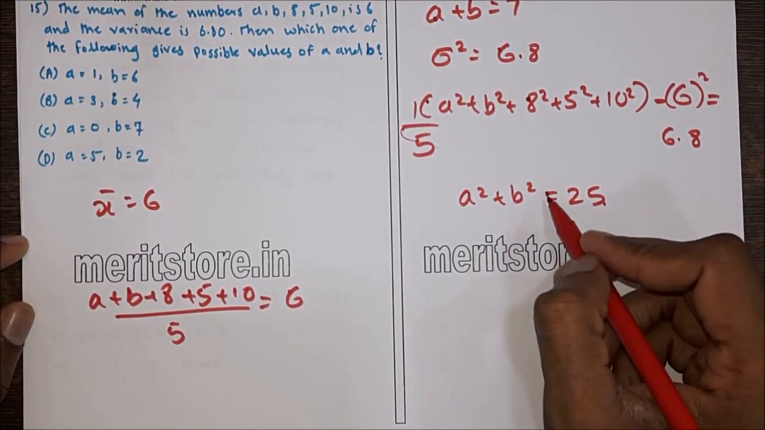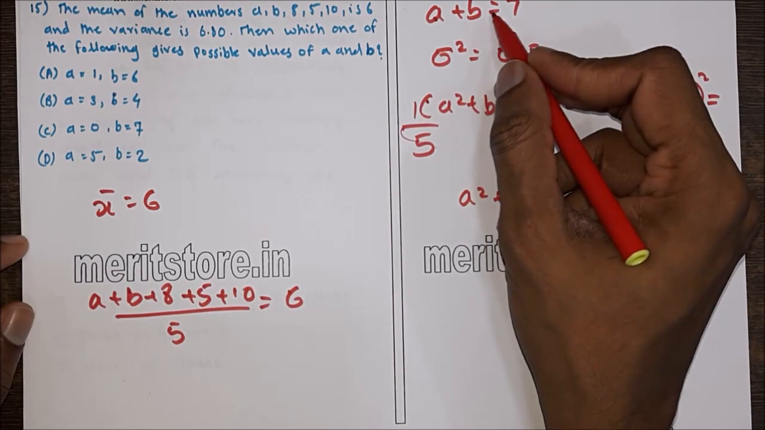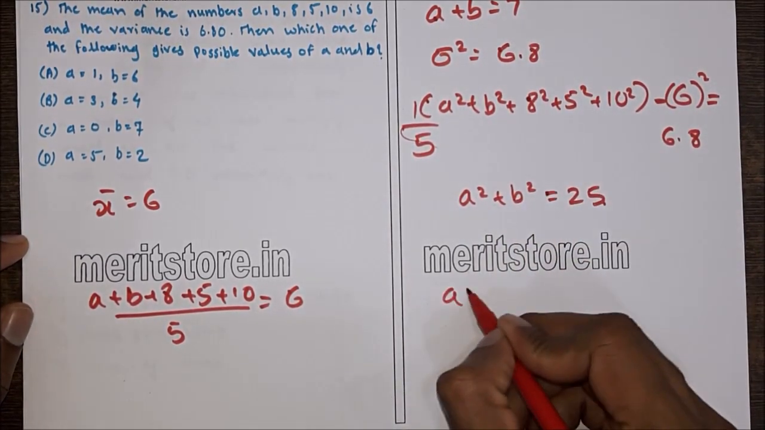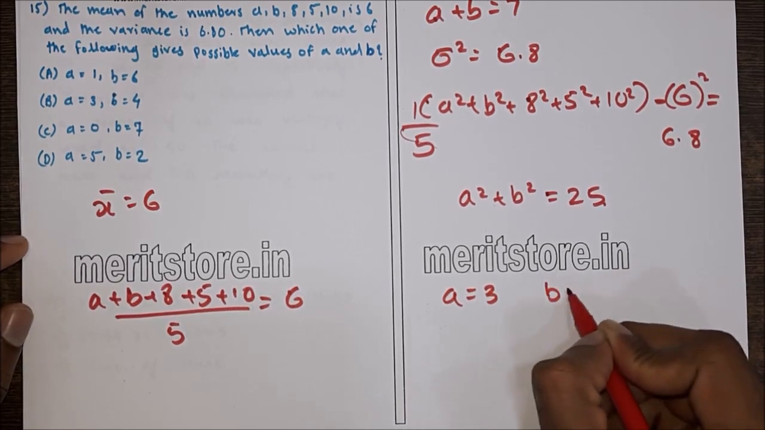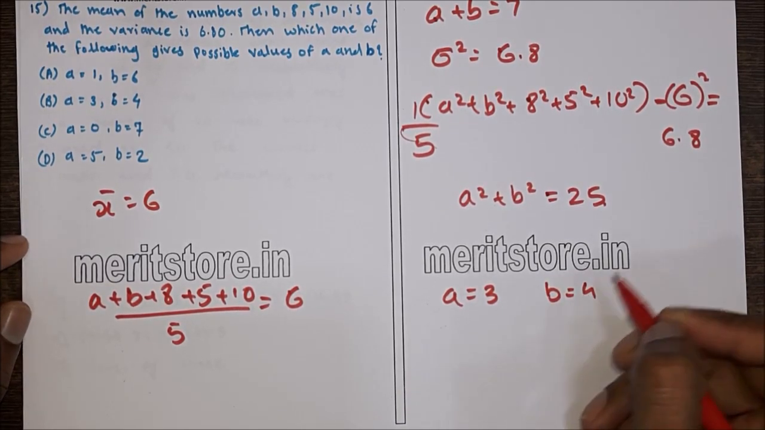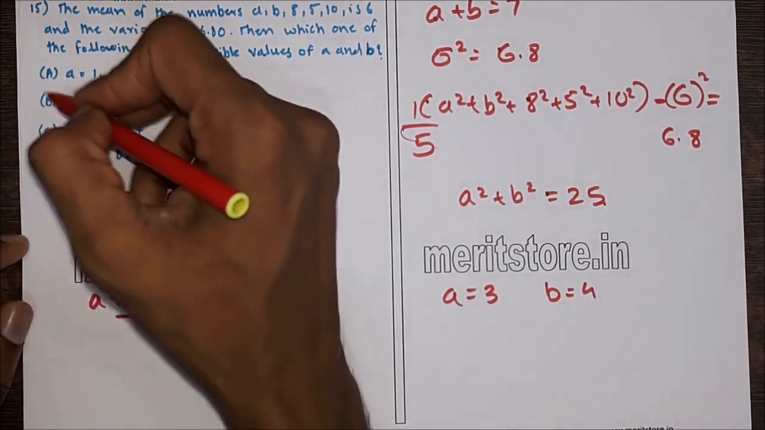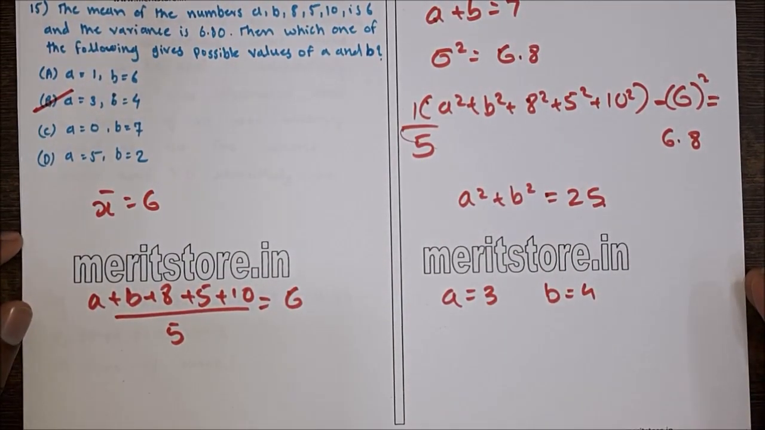Thus when we solve these equations, A plus B is equal to 7 and A square plus B square is equal to 25, we get A is equal to 3 and B is equal to 4, which satisfy these equations. Therefore our answer matches with option B. Therefore option B is the correct answer.